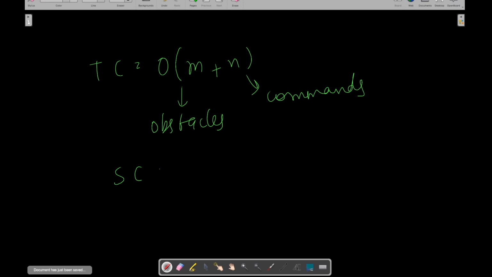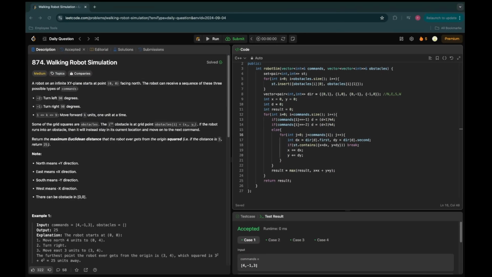And what will its space complexity be? We have used a set for storing all these obstacles, so its space complexity will become big O of m, right? So yeah, that's all for this question.